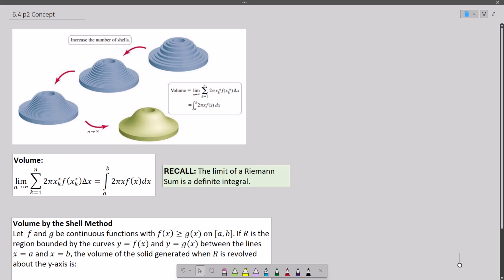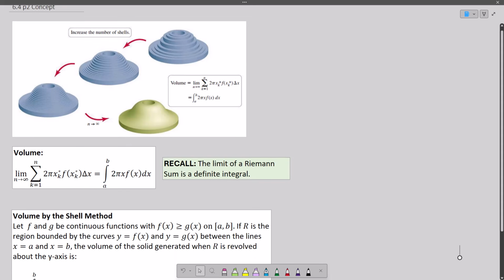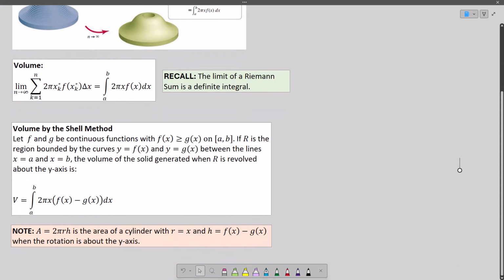So that's what's happening. More and more cylinders. We take the limit of our Riemann sum, and we get a definite integral. Once again, in this definite integral, this part right here is circumference, this part is height, and that part is thickness. The integral symbol's like an S for summing. So this gives us the volume of one shell. We add them all up, and we get the total volume.